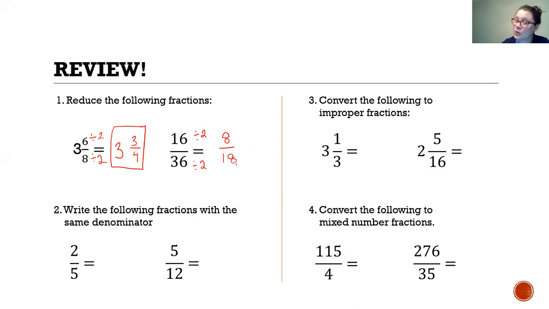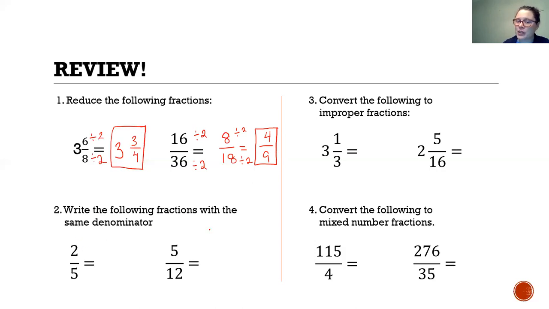And then we still notice they're still even, so we have to keep reducing. Again, let's divide both by 2. And 8 divided by 2 is 4. 18 divided by 2 is 9. 4 and 9 cannot reduce any further, so 4/9 is our final answer. So 16/36 is the same as 4/9.